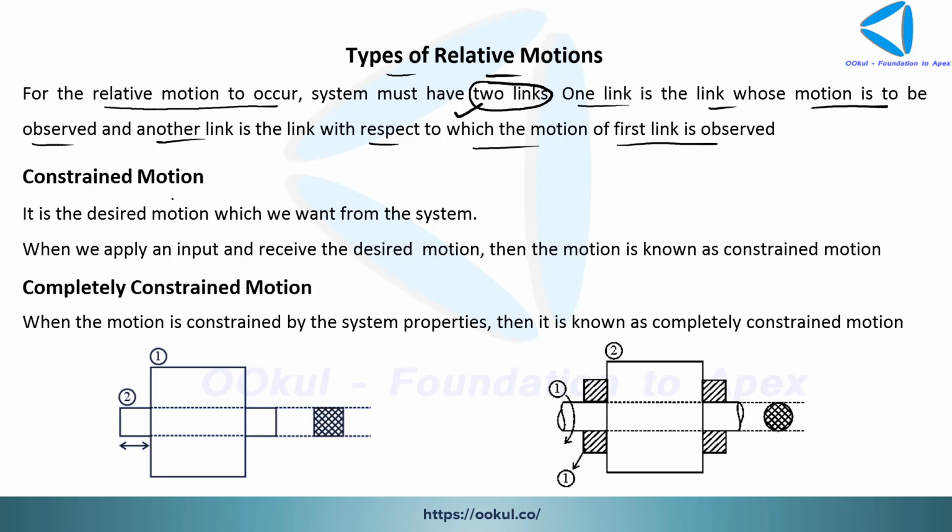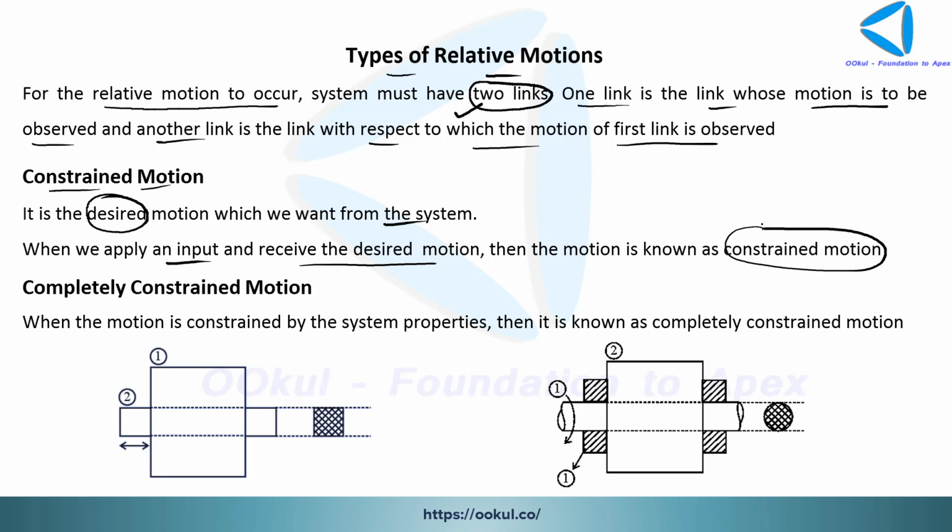Okay, so now there are different types of motions. Let us see them one by one. First is your constrained motion. Okay, constrained motion, constrained means it's a desired motion which we want from the system. Okay, so when we apply an input and receive the desired motion or the desired output motion, then the motion is called as your constrained motion.